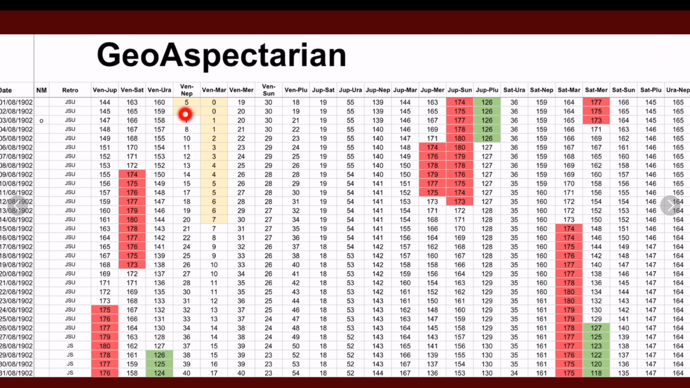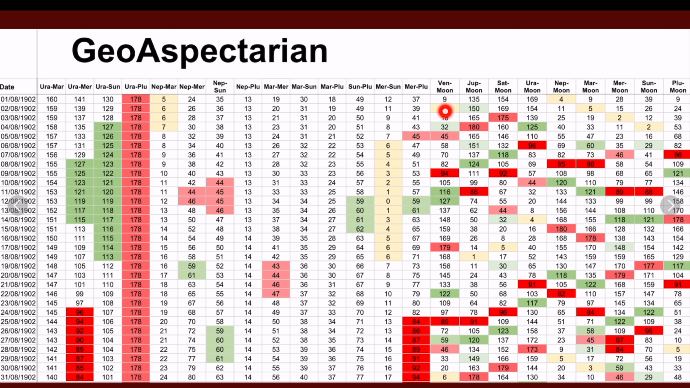Now, looking across the file, we can see Venus and Neptune coming out of a conjunction, Venus and Mars conjunct, Jupiter Sun opposite, Jupiter Pluto in a trine, Saturn Mercury opposite, and if I scroll across to the right, we've got Uranus Pluto opposite, Neptune and Mars coming out of conjunction, and on the far right we've got all the moon combinations.